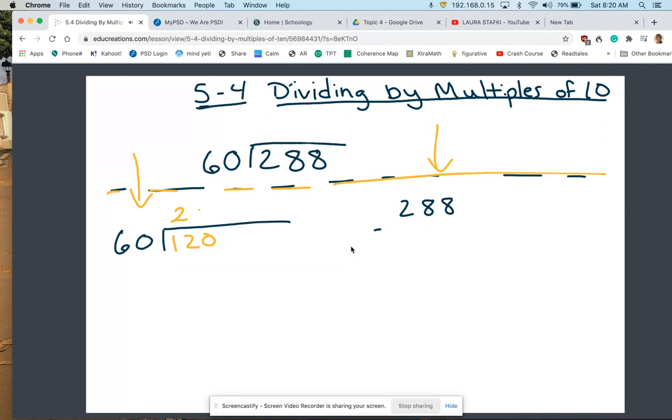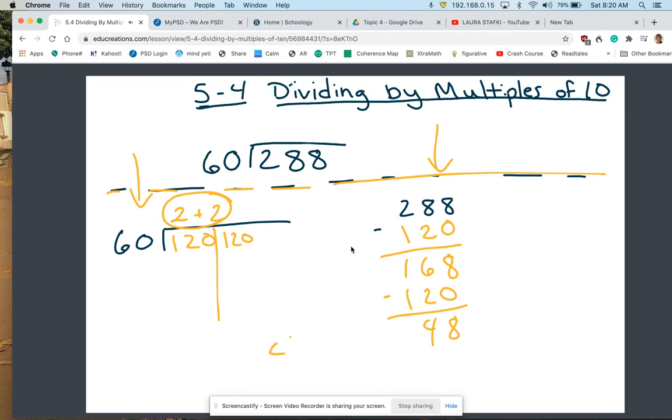It's 120. So now I'm going to subtract my 120 from 288 and I get 168. Well, I can take another 120 out of that. So I add my 2 at the top and I've got another 120. And so I'm going to subtract that and I am going to get 48. Well, I can't take another 60 out, so I'm going to add up my numbers on top. I had taken out 4 groups of 60 with the remainder of 48. So there's the repeated subtraction way of doing the problem.